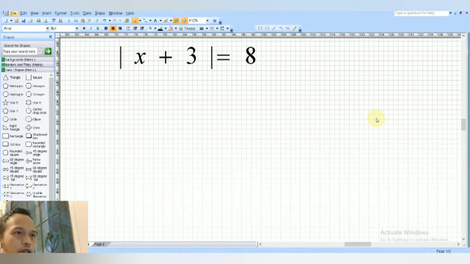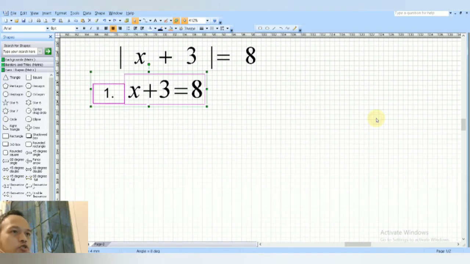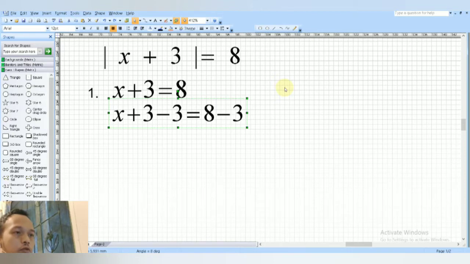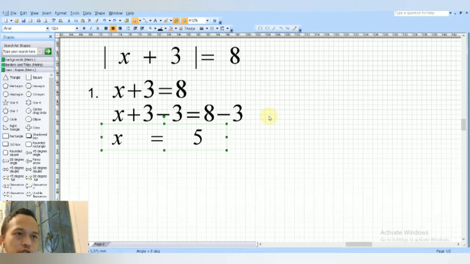The first one is x plus 3 equals 8, and then let's solve this by using the addition property of equality. So I will subtract both sides by 3 to make x exclusive. In the end, I will have x equal 5. Now this is the first solution for your x.